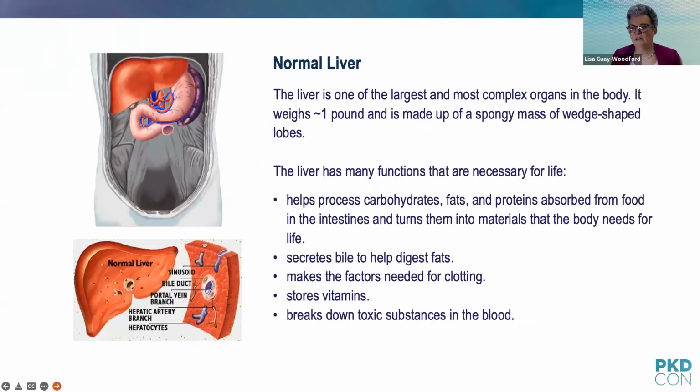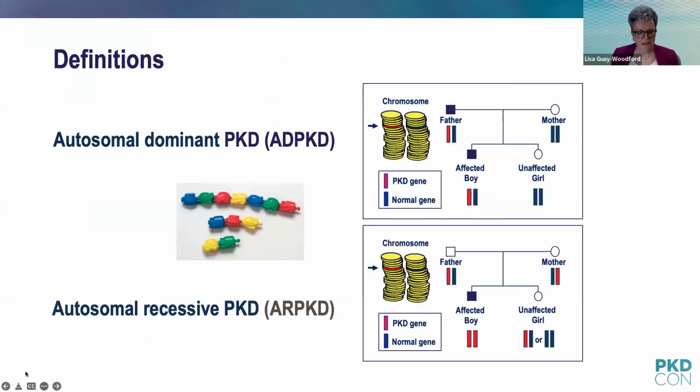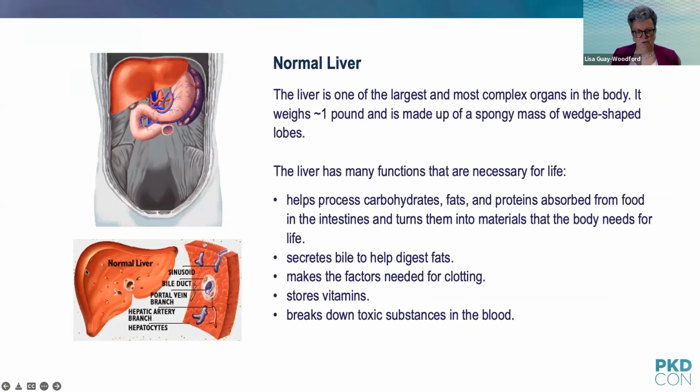In terms of the liver, it's one of the largest and most complex organs in the body. It weighs about 1 pound. It's made of a spongy mass of wedge-shaped lobes, and it sits right underneath the right side of the rib cage. There are many functions that are necessary for life. In the reddish tissue here, the brick red tissue, this is kind of the factory of the liver, and it helps process carbohydrates, fats, and proteins that are absorbed from food in the intestine and turns them into materials that the body needs for life, the materials that are sort of the building blocks of structures that the body needs.